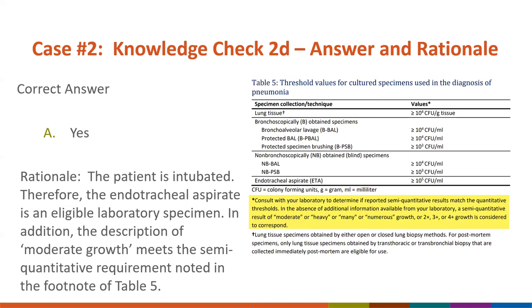Looking at the right of my screen, you're going to see here Table 5. This is a table you'll want to reference to ensure that eligible respiratory specimens meet the appropriate quantitative values. In this particular case, however, there is no quantitative value, but there is a semi-quantitative value of moderate growth. As you can see in the highlighted footnote, semi-quantitative values are eligible for use if they meet the requirements noted here. In this case, moderate growth is considered an eligible corresponding semi-quantitative result, and therefore it's an eligible finding.